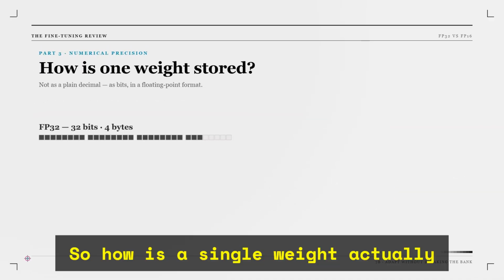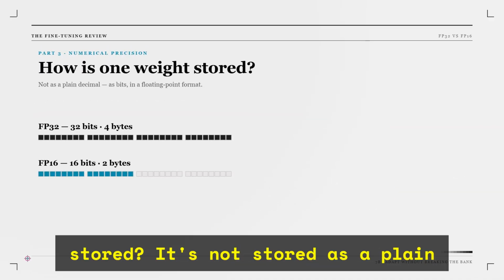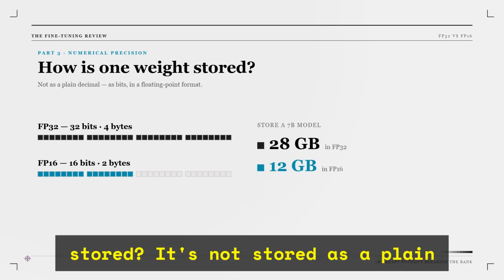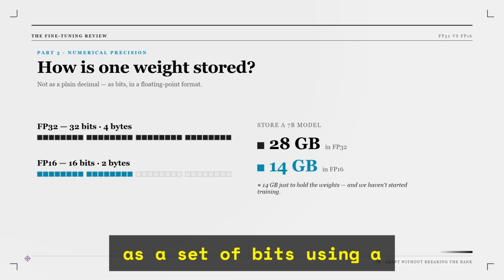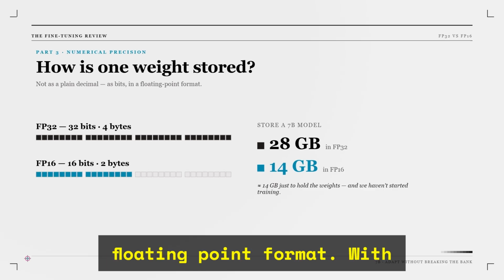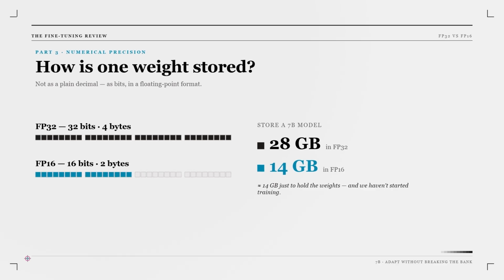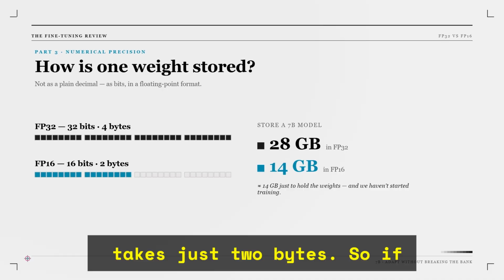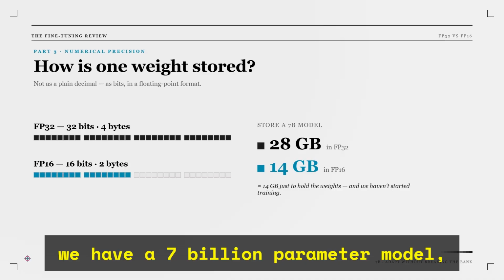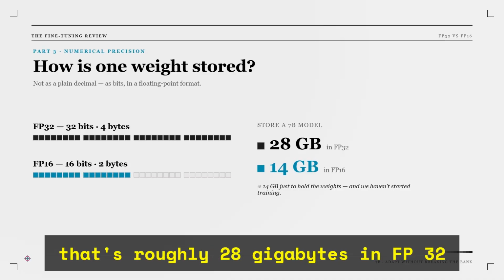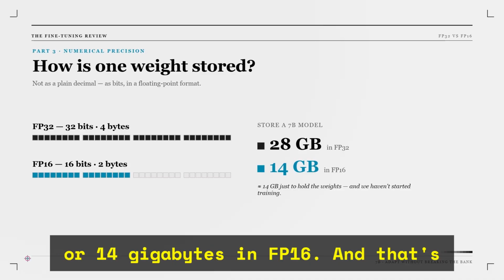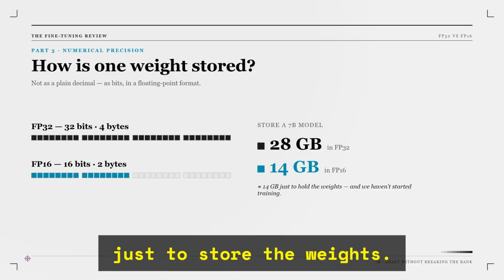So, how is a single weight actually stored? It's not stored as a plain decimal number. Instead, it's represented as a set of bits using a floating point format. With FP32, each weight takes 4 bytes, while FP16 takes just 2 bytes. So if we have a 7 billion parameter model, that's roughly 28 gigabytes in FP32 or 14 gigabytes in FP16, and that's just to store the weights.